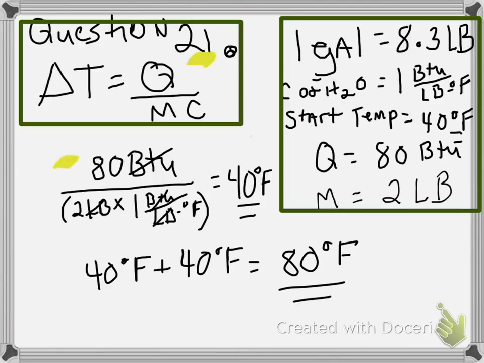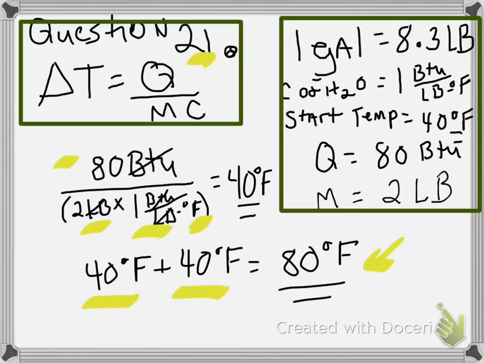So I have my BTU, which is my Q, and I have my mass, and then I have my specific heat. When I plug them all in, 80 divided by 2 is 40 degrees Fahrenheit, and crossing out pounds from pounds and BTUs from BTUs, all I'm left with is degrees Fahrenheit. Then I take my initial temperature plus my change in temperature, which gives me my final temperature, which happens to be 80 degrees Fahrenheit. So that's question number 21.